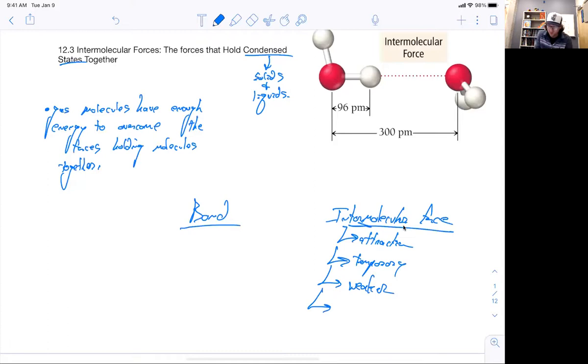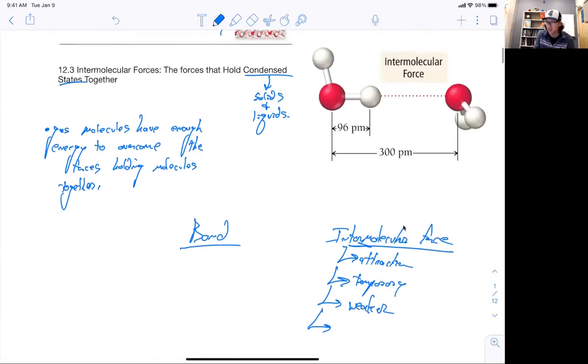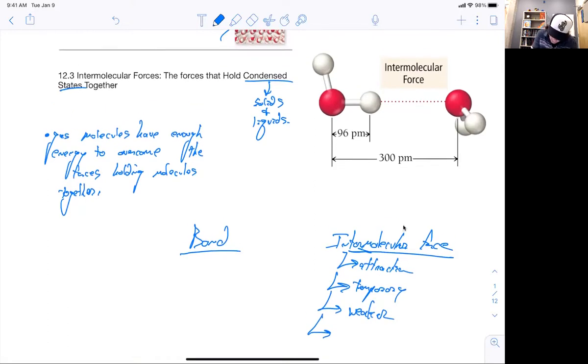And we actually see in the diagram right here, the distance between an oxygen nucleus and a hydrogen nucleus is 96 picometers, but the average distance between whole water molecules is 300. So there's this extra space here. So it's over much greater distances. And that's a key thing that goes along with the rest of these. It's weaker, it's over greater distances.